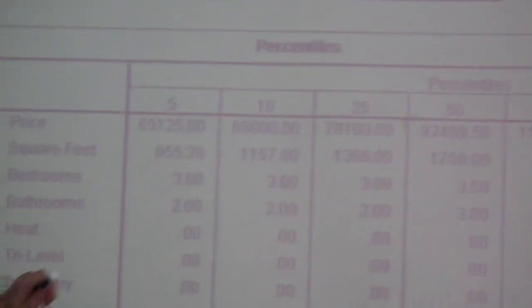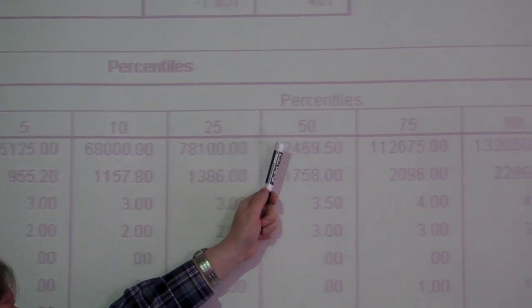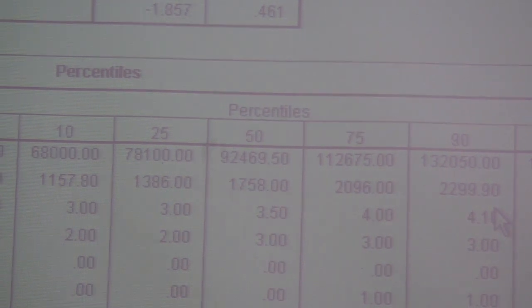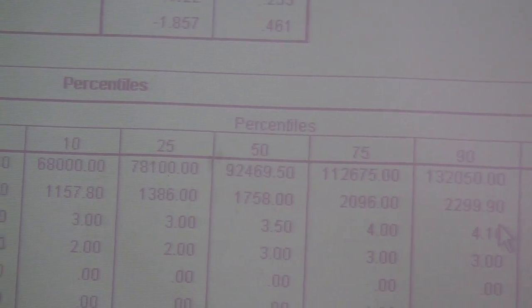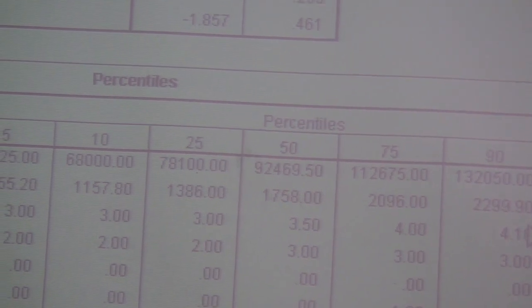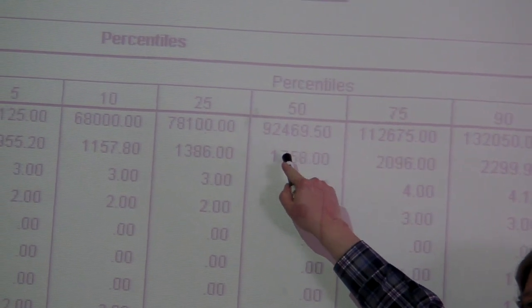If I ask for a quartile, what you're going to want to look at here is weighted averages in either the 25th percentile or the 75th percentile. The 25th percentile is our first quartile. The 75th percentile is our third quartile. If you're wondering what the second quartile is, it's the 50th, which is also the median.